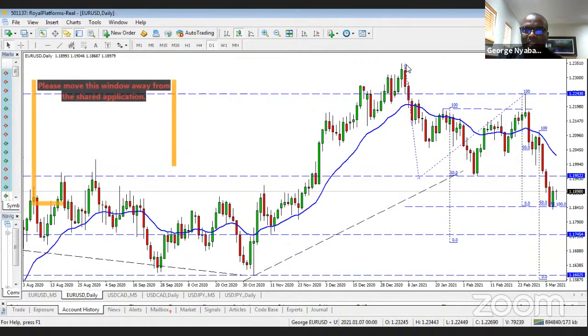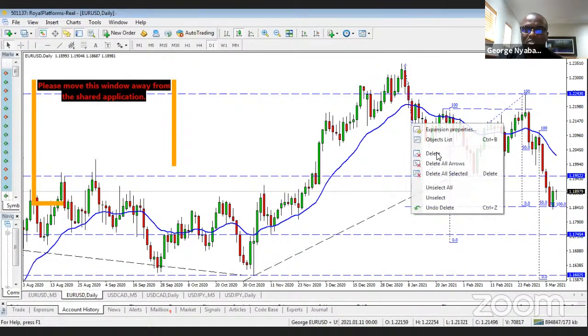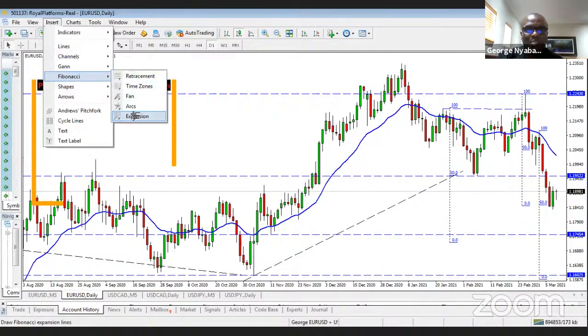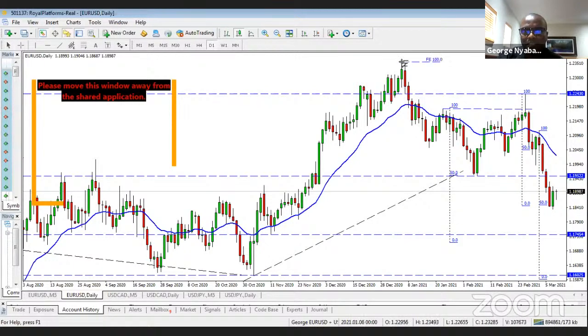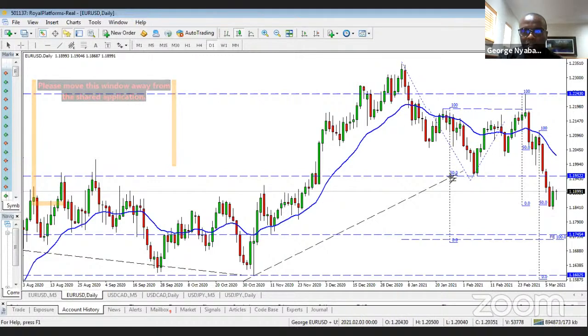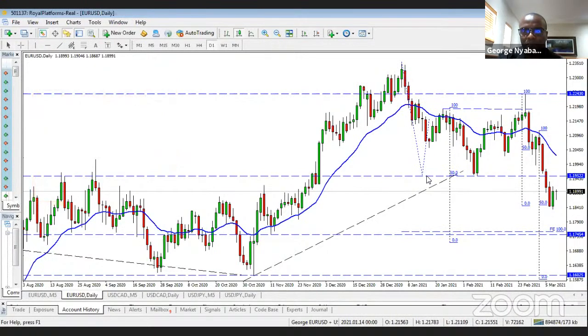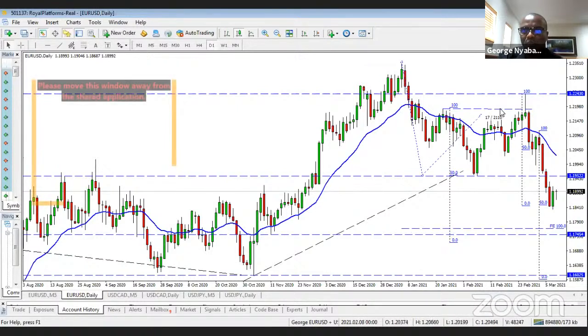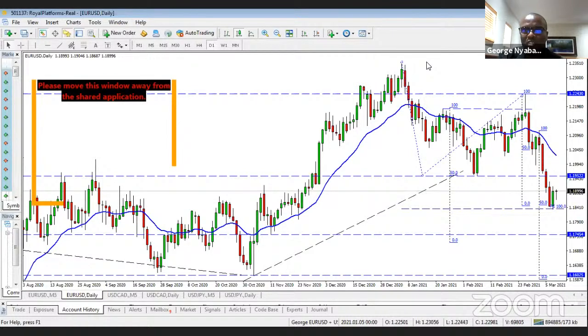Because the market moved from here. Okay, I'm going to delete it again so that you can see what I'm talking about. If I go to my Fibonacci expansion, there's a leg that started from here, and it went all the way down to this low here. See where this low is? Let's not put it here. And then the market turned and resumed its move, and it went back. It did not close above that, and then the bearish move resumed.